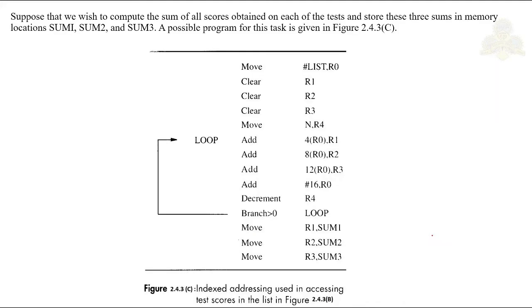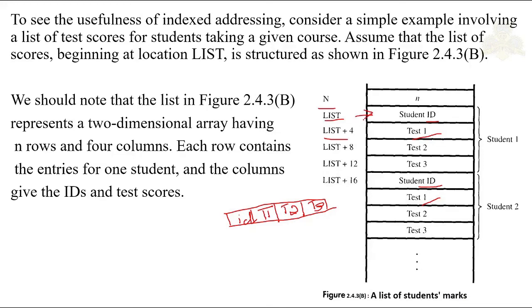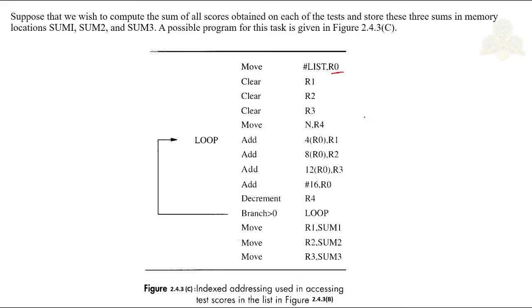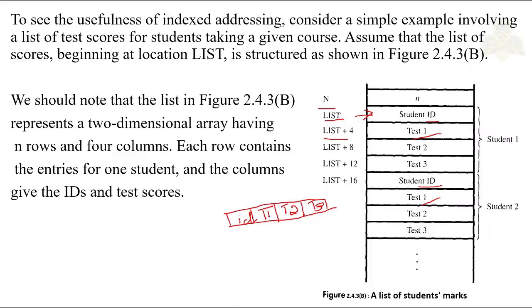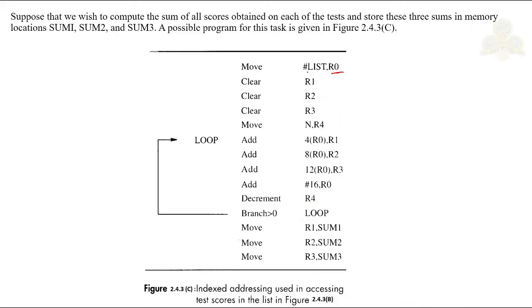So a possible program is given here. R0 acts as an index register. Before the loop is entered, R0 is set to point to the location of the first student record. That means this student. As per this, R0 right now contains the value list, from the instruction move hash list, R0. So R0 contains the value list by default whenever this is executed.